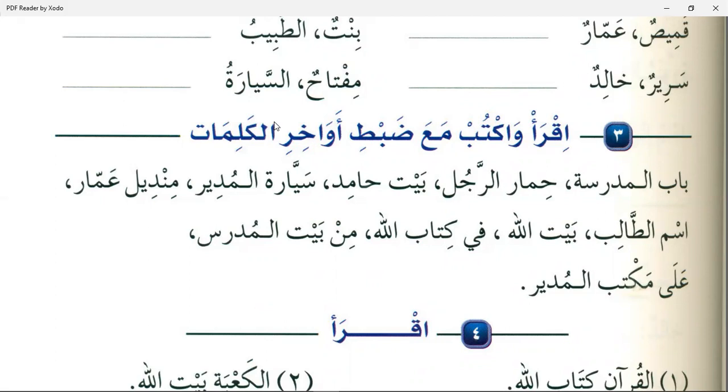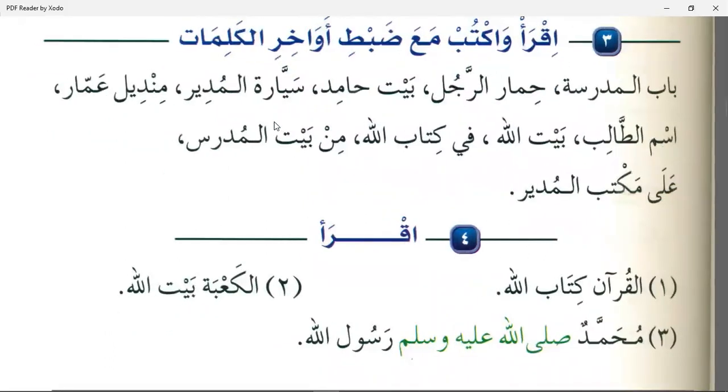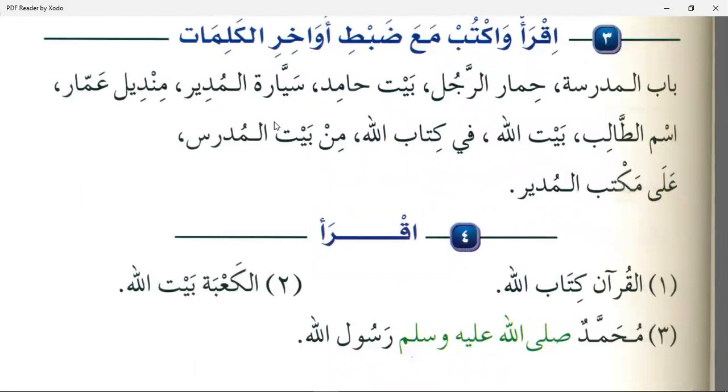Himarul Rajuli. Baitu Hamidin. Sayyaratul Mudiri. Mindilu Ammarin. Miss Amin Abdi Hassan. Yes, teacher. Continue. Ismut Talibi. Baitullahi, yeah, sorry. Baitullahi.